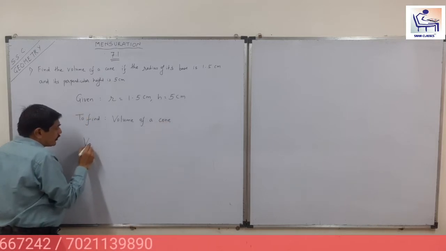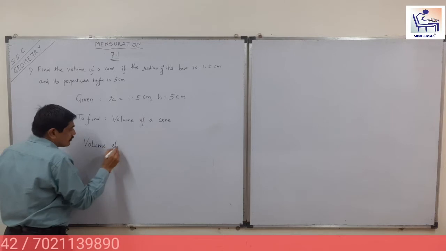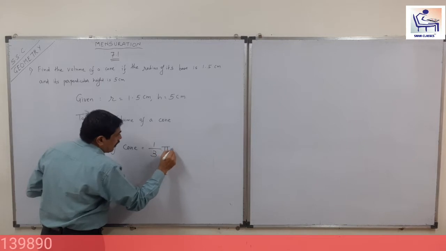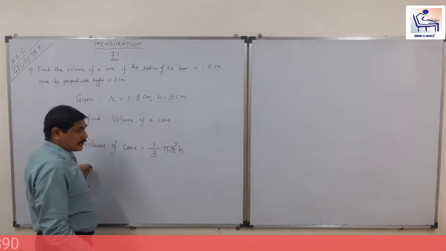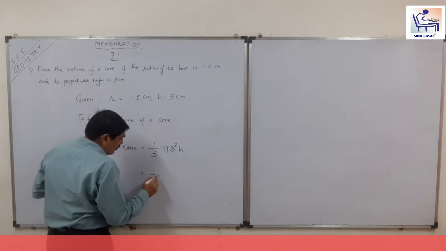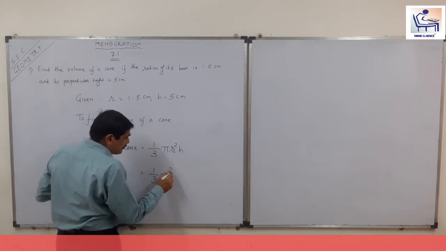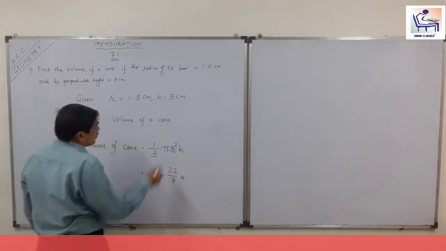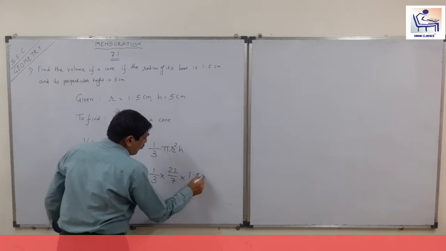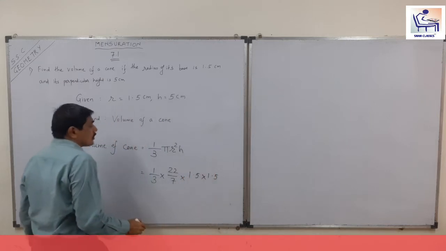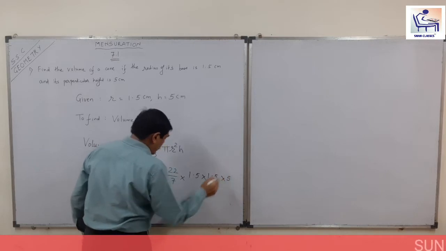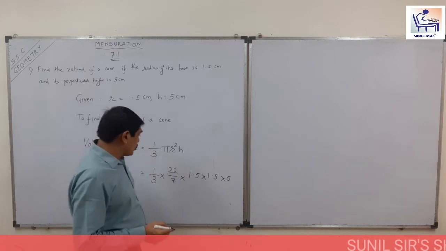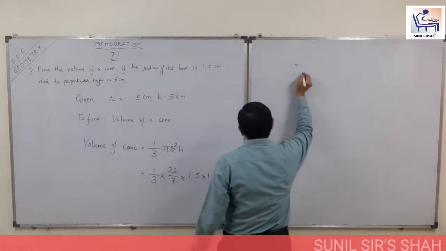So here, what is the volume of a cone? Formula is 1/3 pi r square h. 1/3, what is the value of pi? 22/7. What is the value of radius? Radius is 1.5 twice. And what is the height? 5 centimeter. Here in this, we have to find out the cancellation. After cancellation, we have to find out the value.